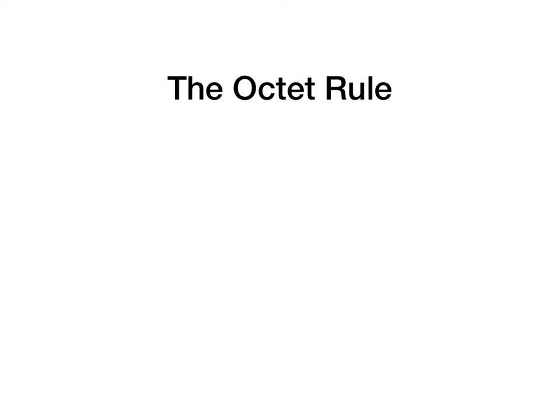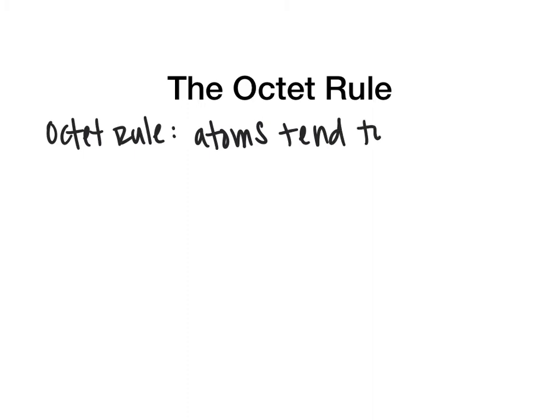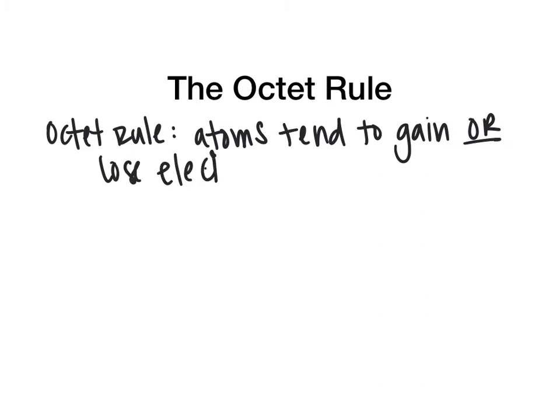So the octet rule. We've heard about it, where the octet rule states that atoms tend to gain or lose electrons to form an octet. Now, I mentioned that there are 8 seats at the Lewis dot table.